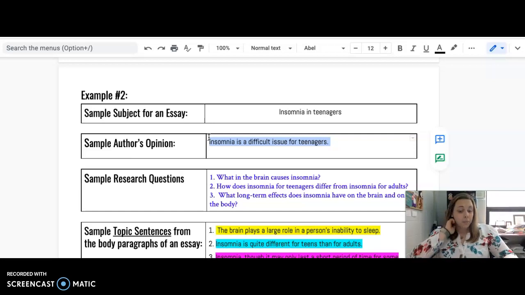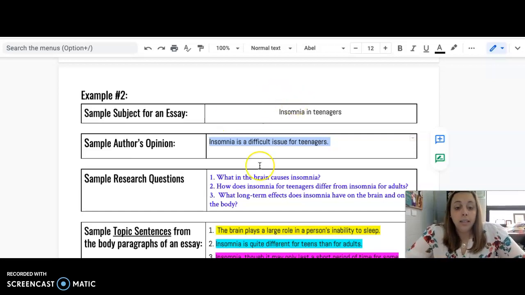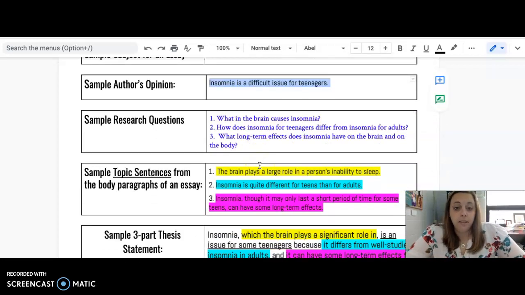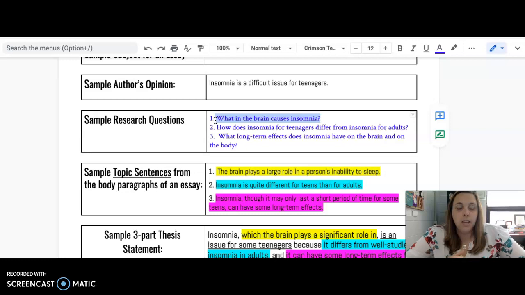The next thing that I'm going to do, and this is in your packet, is topic sentences. So my questions essentially are going to make up my 3 body paragraphs, okay? So what I'm going to do is come here and do my first sample question. I'm going to pretend that's my first body paragraph. What in the brain causes insomnia?